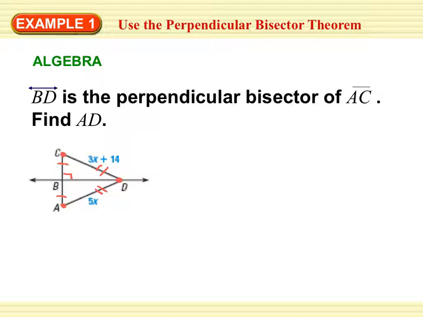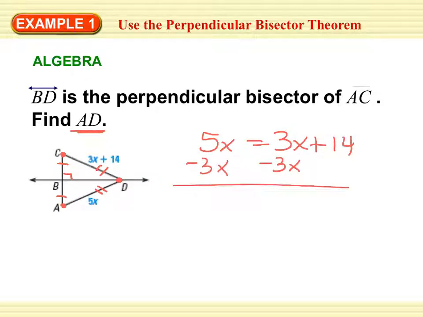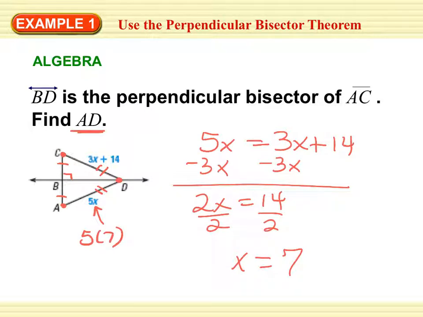To find the length of AD, I'm going to find the value of X by setting 5X equal to 3X plus 14. Subtract the 3X, 2X equals 14. Divide by 2, X equals 7. It didn't ask me to just find X, it wants AD. So I'm going to plug in 7 for X, and the length of AD equals 35.